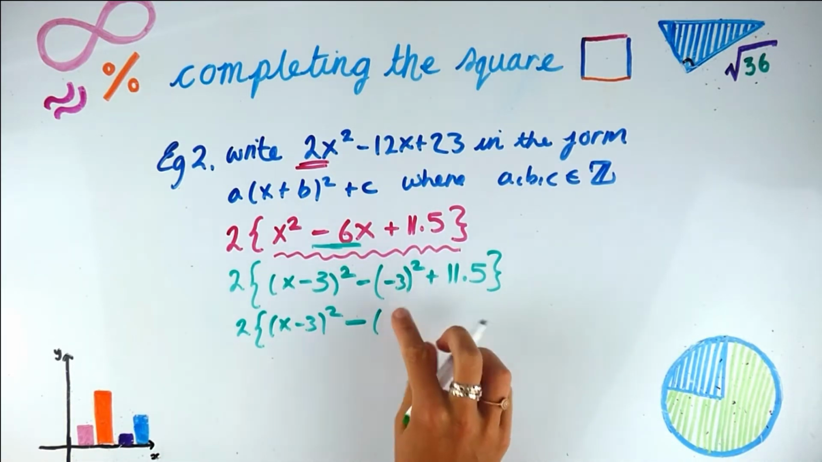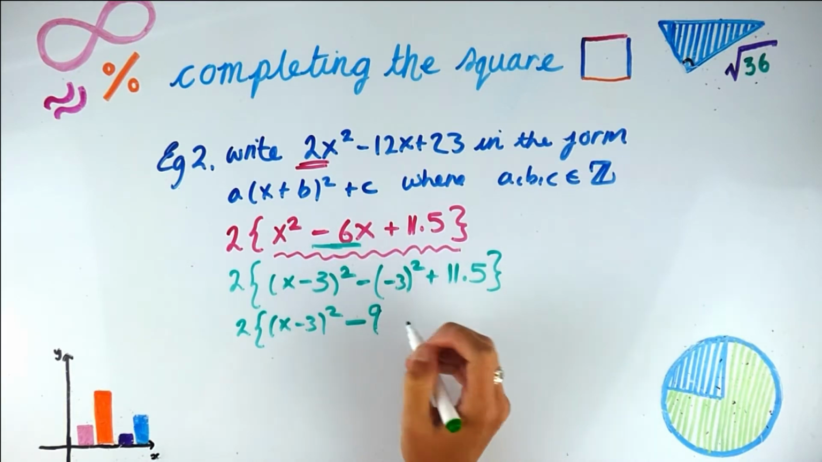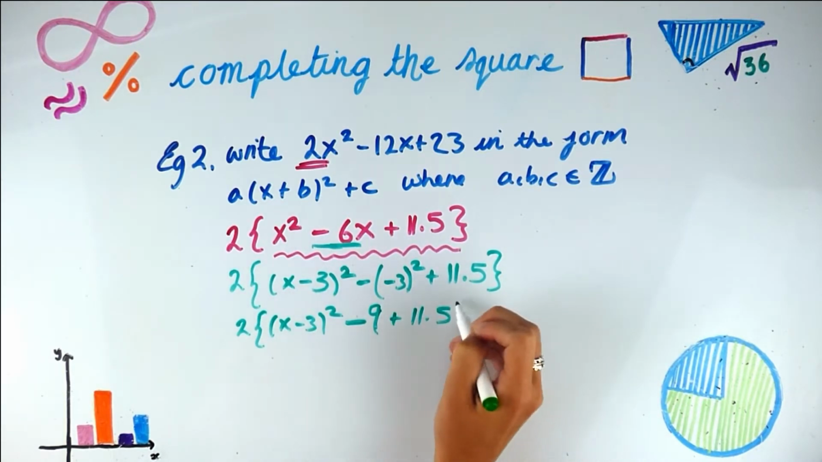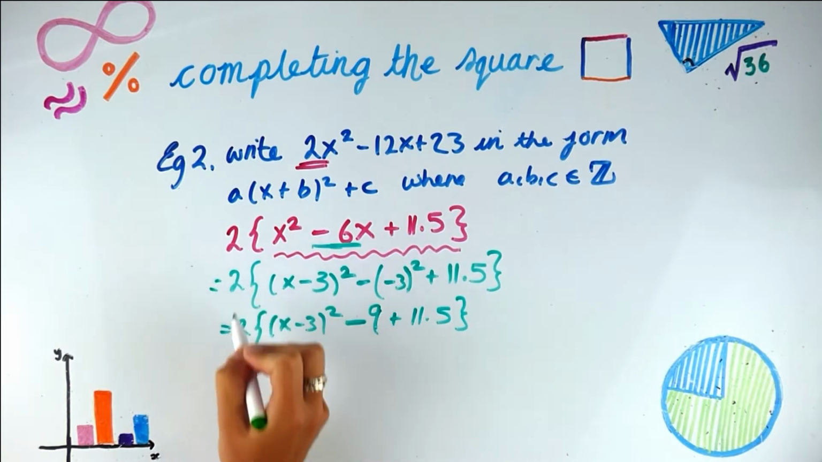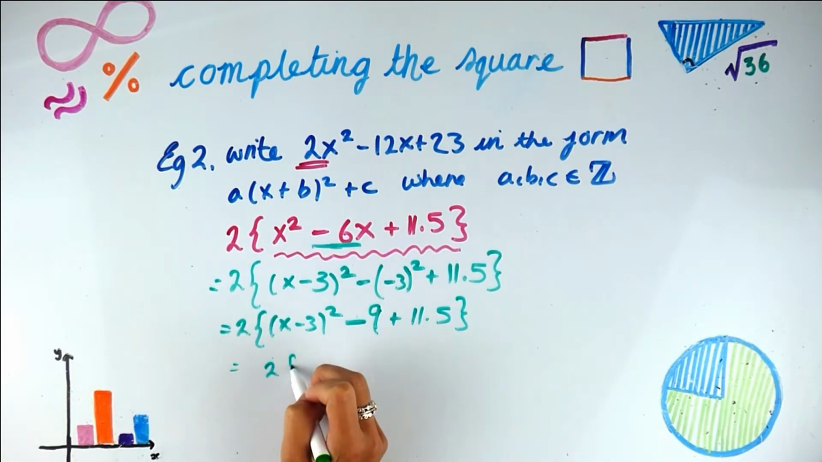Be quiet. So minus 3 squared is 9, plus the 11.5, don't forget this 2. Keep going.